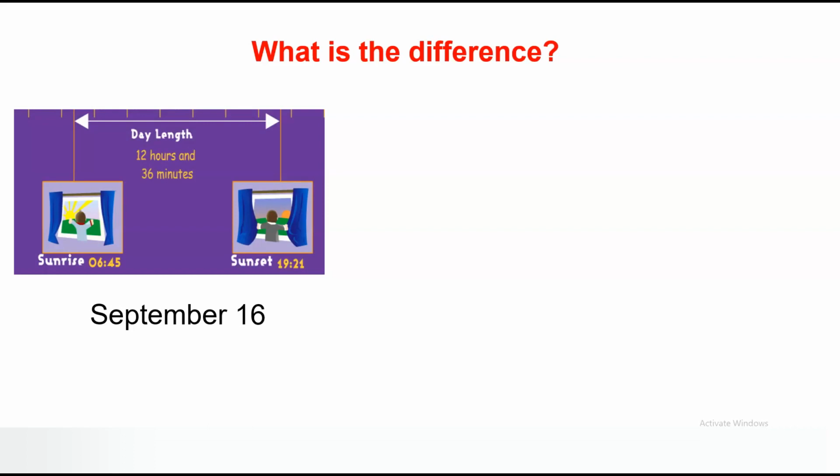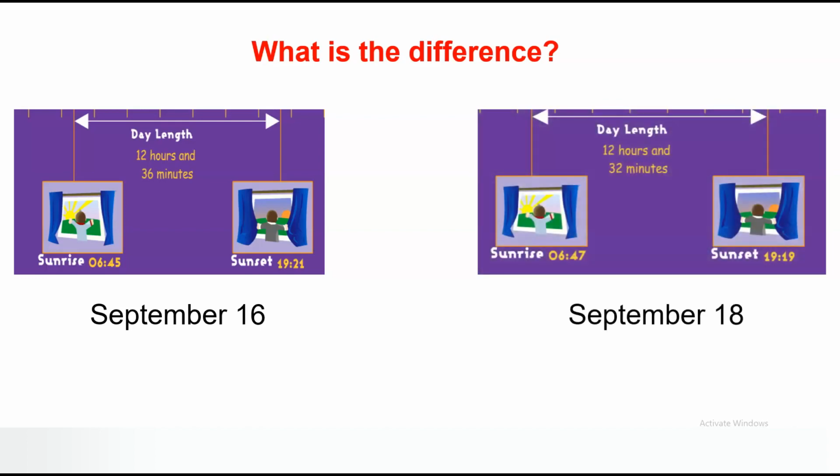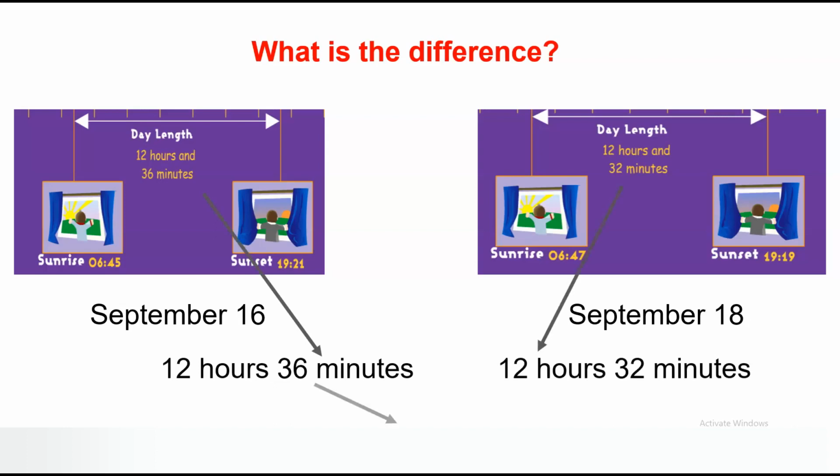sunrise was at 6:45 in the morning, sunset was at 7:21 in the evening. So the length of the day was 12 hours and 36 minutes. But on September the 18th, the sunrise was 6:47, sunset was 7:19. The length of the day was 12 hours and 32 minutes. So if we do 36, take away 32, the daytime was 4 minutes shorter on September the 18th.